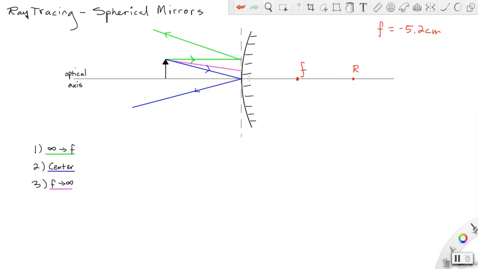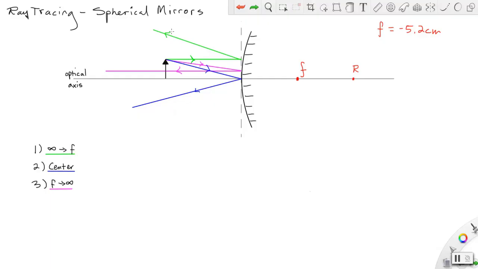Now, according to the law of reflection, if a ray is parallel, it bounces away from the focal, and therefore if a ray is focal, it should bounce to the parallel. So now I can use my little horizontal feature here and create this ray. We now have three rays.